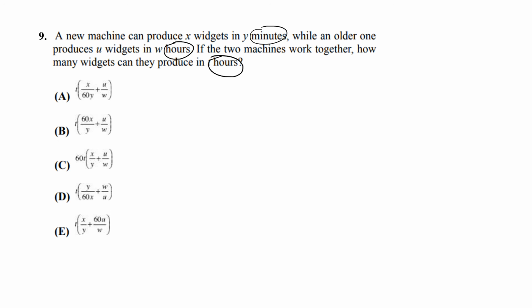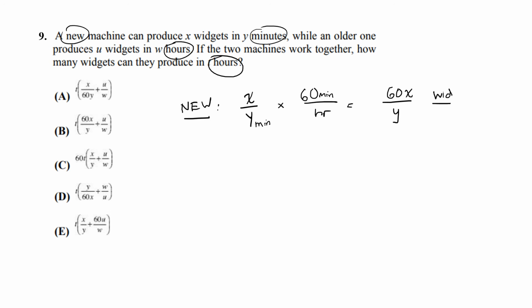Okay, so let's break it down. Let's look at the new machine first. Okay, the new machine can do it at this certain rate. X widgets in Y minutes. Let's quickly change this to hours because this is in minutes right now, right? So let's multiply by 60 minutes in an hour. That'll give us 60x over y. In doing so, we know how many widgets we can make in an hour. So the units here are now widgets per hour, which is good. This is exactly what we want, this rate right here.